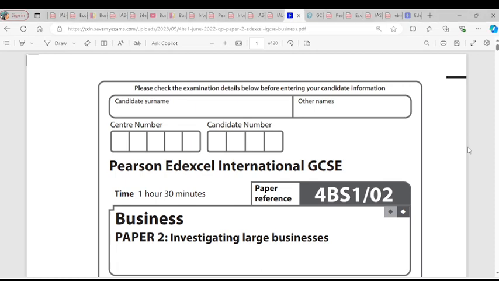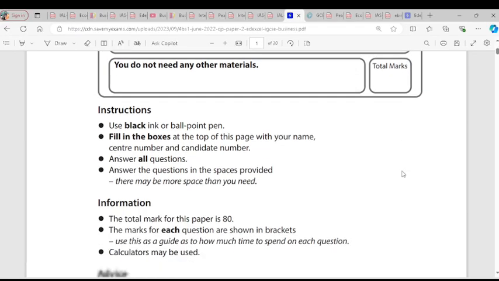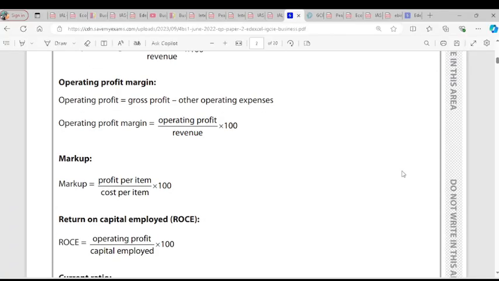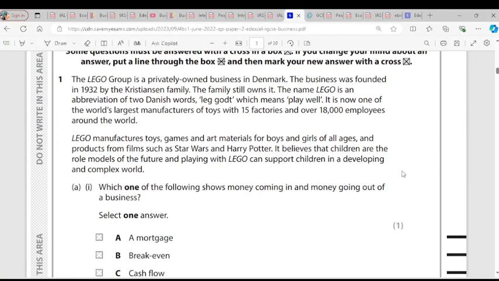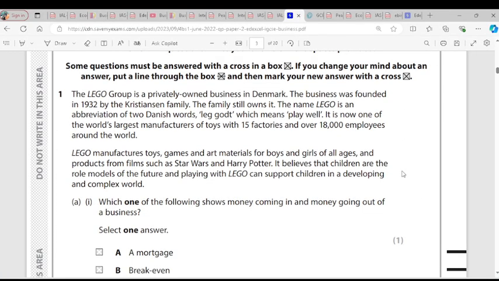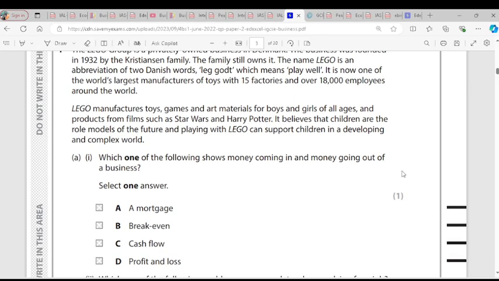We have Business, Paper 2, May/June 2022. We go to the question. We're going to solve questions 1 and 2 now. There's a case study for Lego Group. The case study is there for students to read. I'm just going to go to the question immediately.